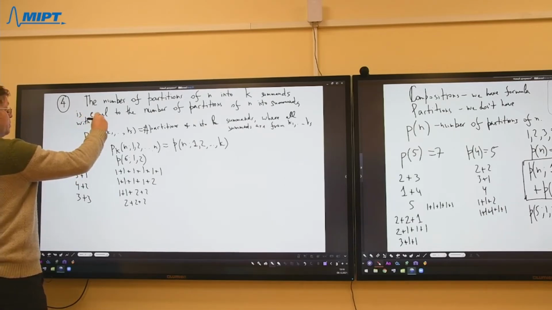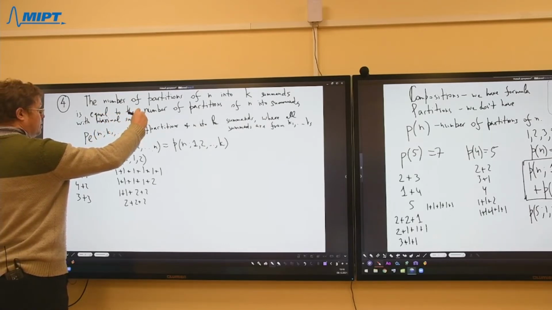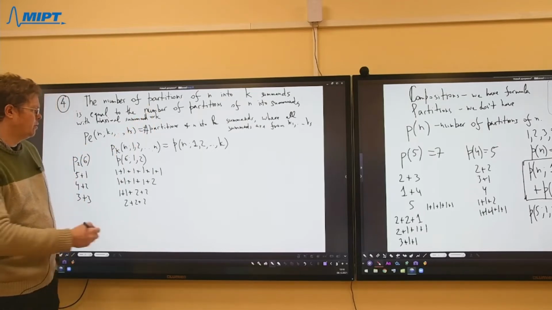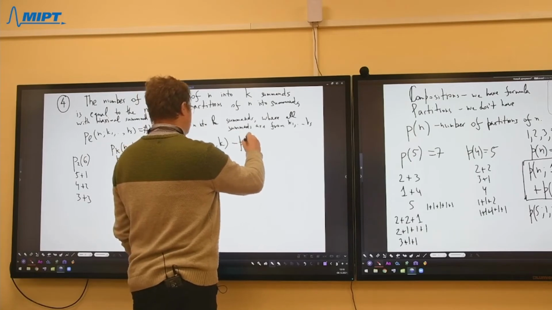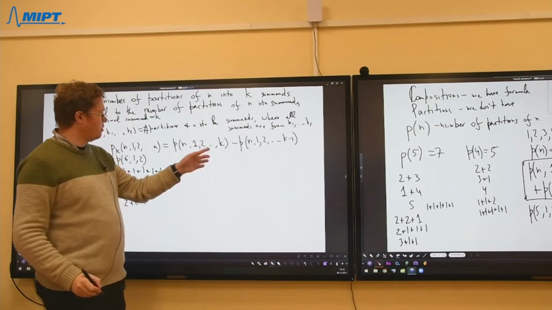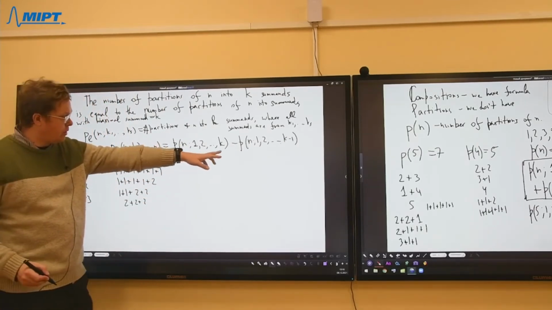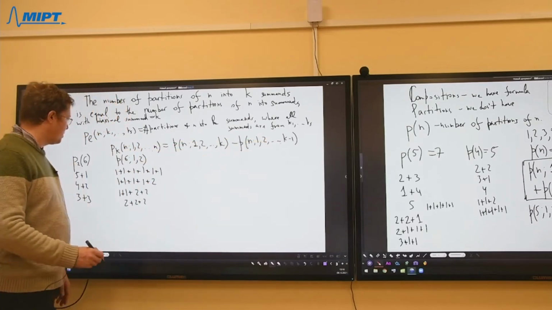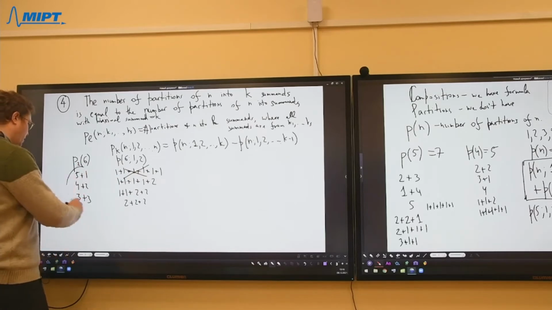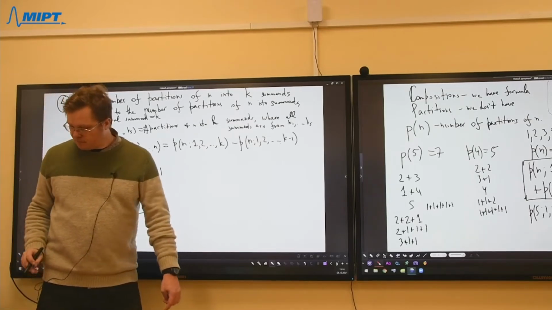With maximal summand equal to k. So here I need to just write like this one. I need to take all the summands that contain k, so I need to subtract the number of partitions of n into lesser summands. So we just get rid of this, and here we have 3 partitions and here we have 3 partitions.